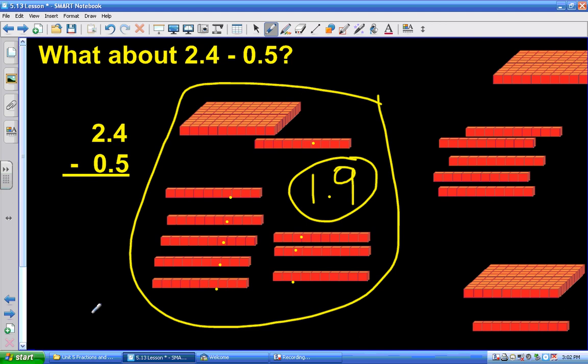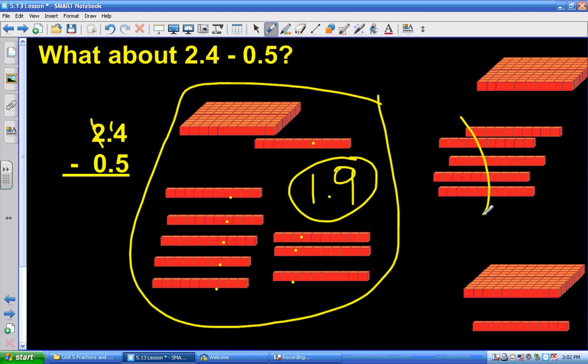I want you to ignore the 2 and the 4. So what is 4 take away 5? Can't do it. Good. So now, to do that, I'm going to go over to the 1s. I'm going to take a 1 away, just like I did over here, and I'm going to put in its place 10 of those rods. And that's where I got the other 10 rods, over here and down there. So now I've got 14, of which now I can take away 5.